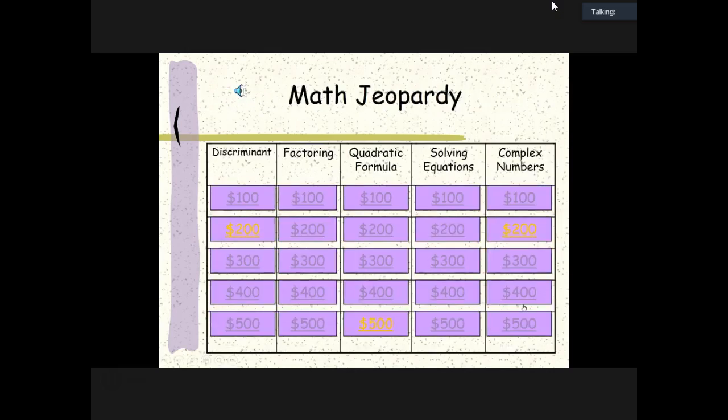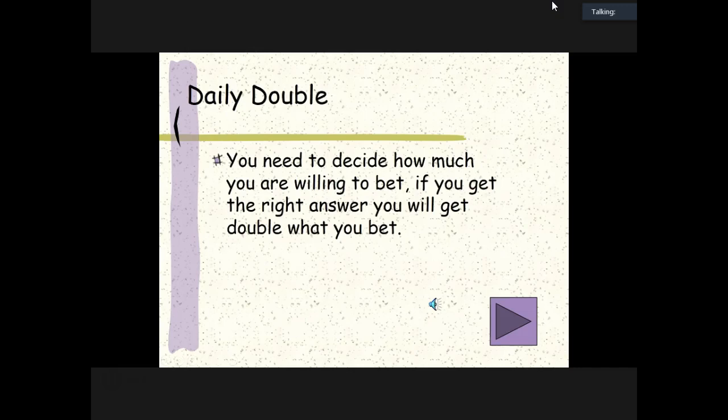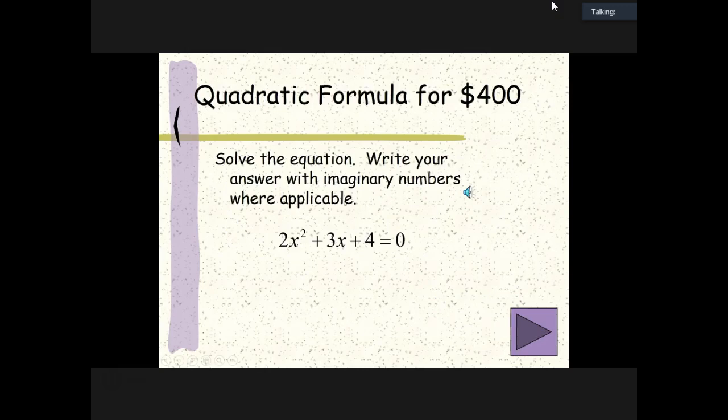All right, so what are you doing, Colton? Quad solving for 4. All right. Okay, it's actually worth 800. Daily double. My computer's on mute. All right, solve the equation and write your answer. Make sure you have an i if applicable. It's not a hint or anything.